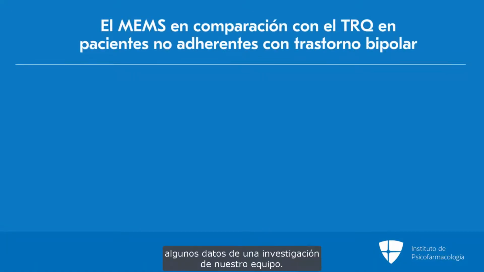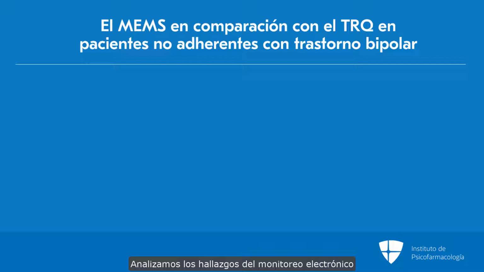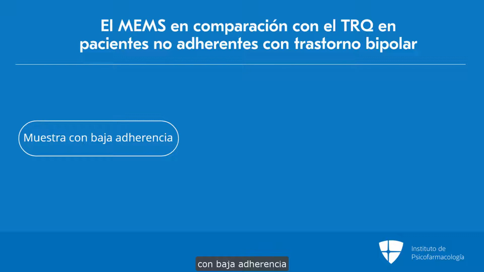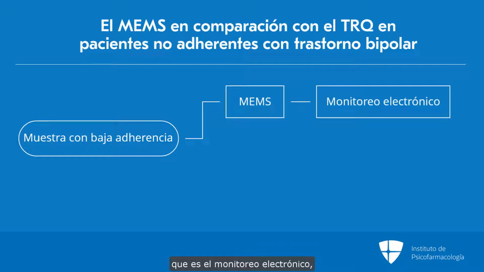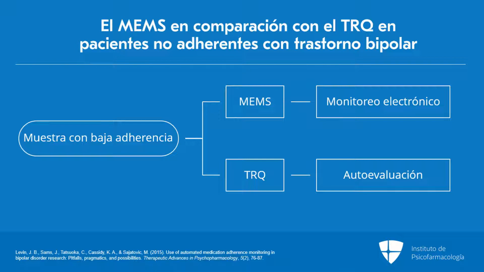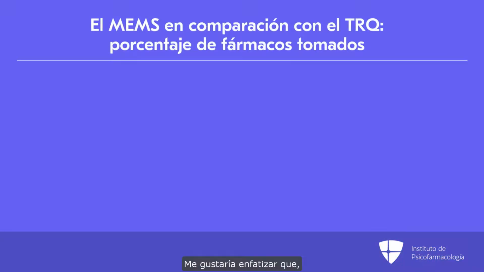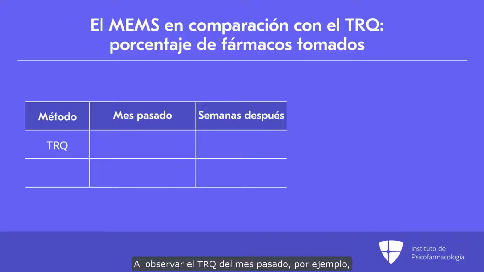The next slide is some research data from our team. We looked at the automated pill monitoring, or MEMS, versus the Tablets Routine Questionnaire, or TRQ, in non-adherent patients with bipolar disorder. So this was a deliberately enrolled, poorly adherent sample. And we basically compared MEMS, which is electronic monitoring, versus TRQ, which is self-report. And what I'd really like to draw your attention to is this is looking at the percent of medications taken. So if we look at the TRQ in the past month, for instance, patients talked about taking close to 40%, or 39.6%. Looking at them a couple of weeks later, we see that they're up to 44%.